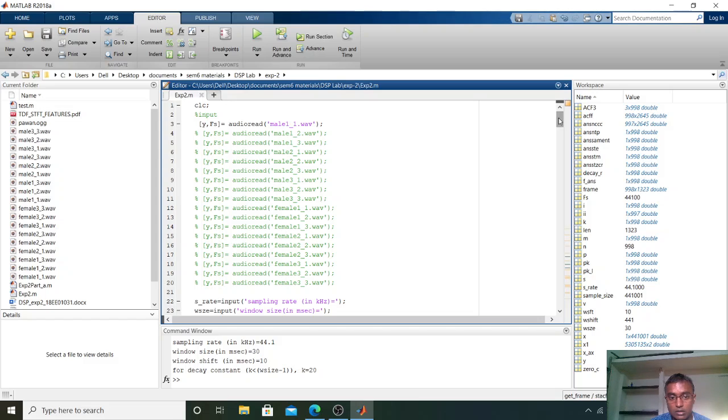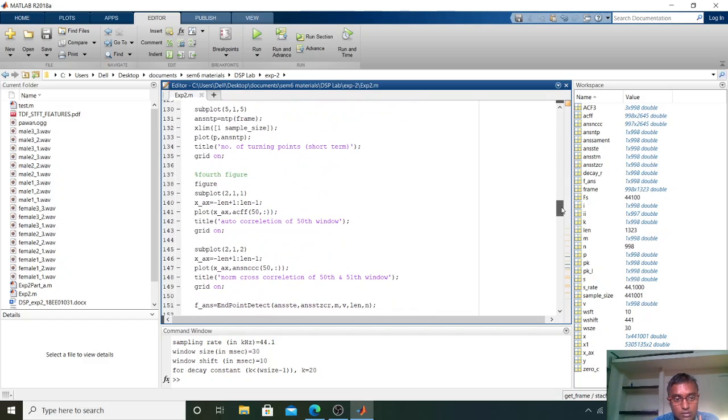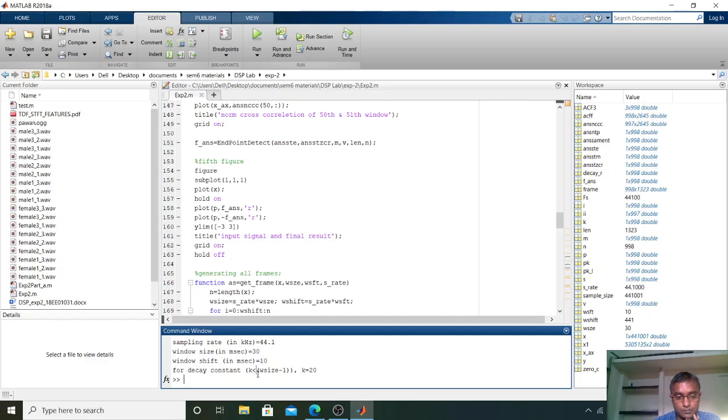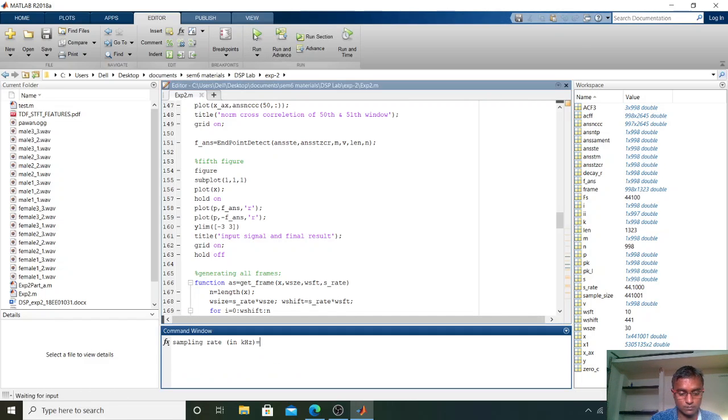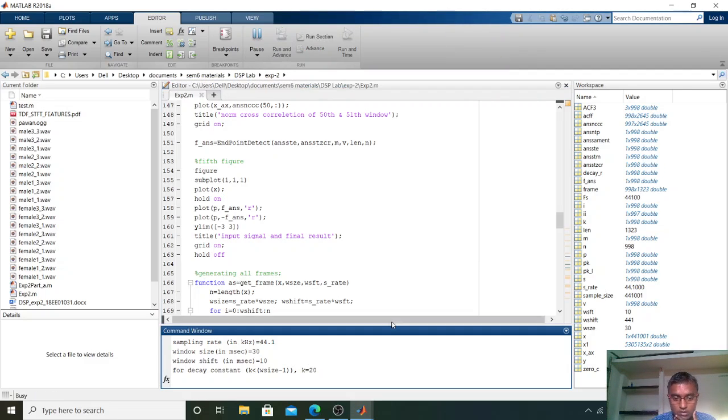Here I will be calling everything and plotting everything. In the last figures, the fourth and fifth figure, at last I will be plotting the input and the final result together on the same plot. Let's run our code. 4.1 kilohertz, 30 millisecond, 10 millisecond, and 20 for decay rate. The code is running.